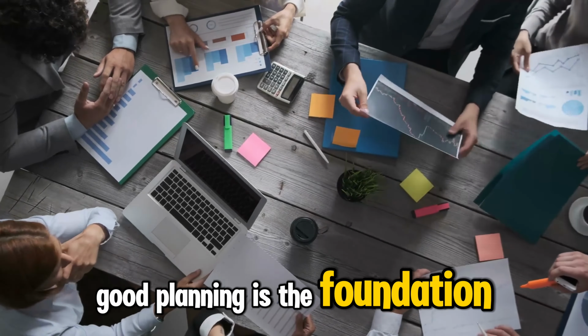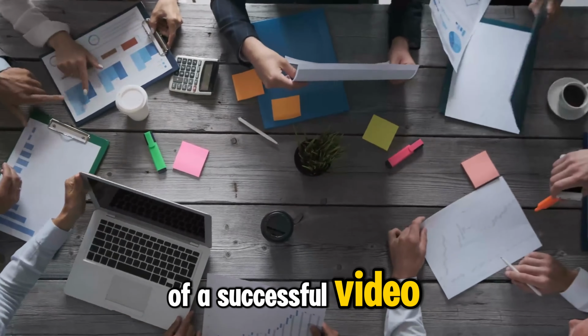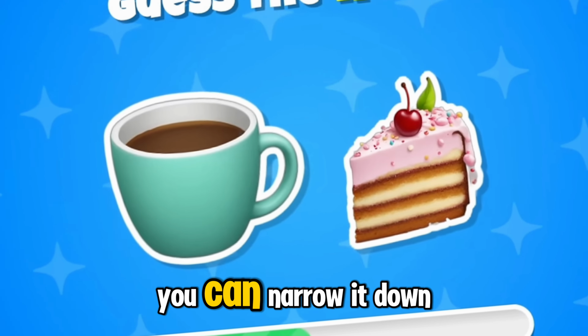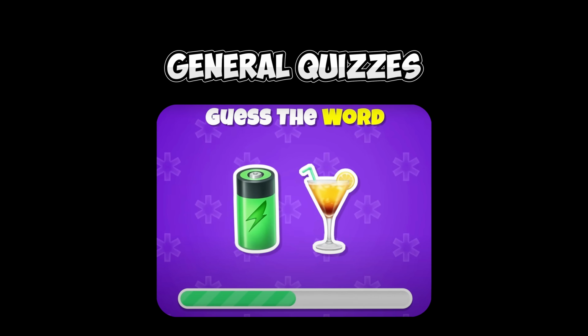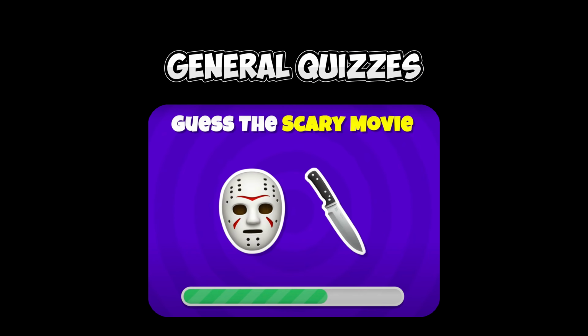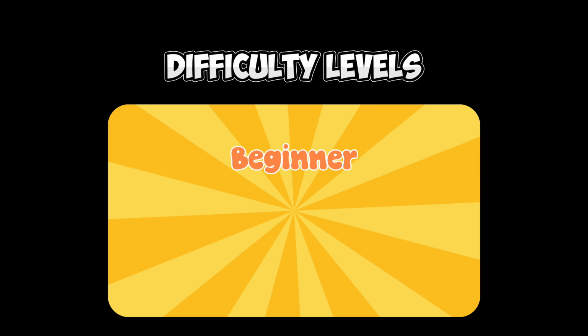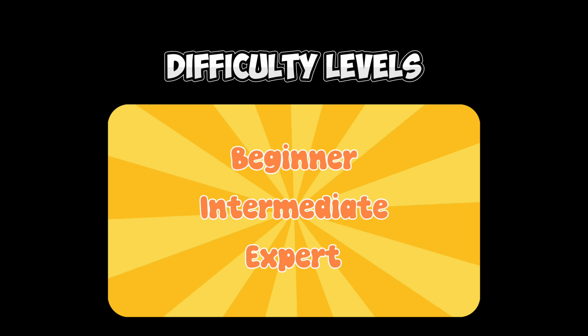Step 1. Planning your video. Good planning is the foundation of a successful video. Here's how to get started. Choose a theme. While emoji quizzes are already a niche, you can narrow it down further for your audience. General quizzes, e.g., guess the word, object, or movie. Specific topics, e.g., guess the country, food item, or animal. Difficulty levels, e.g., beginner, intermediate, or expert emoji challenges.